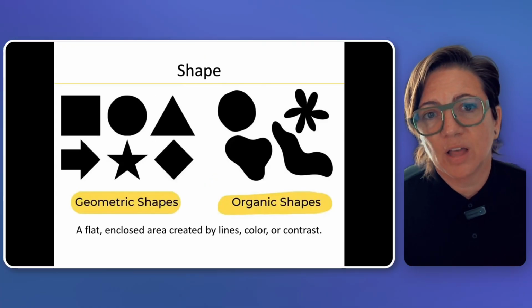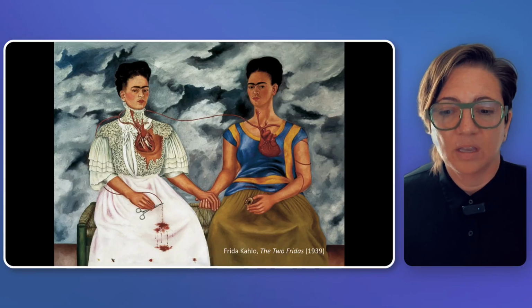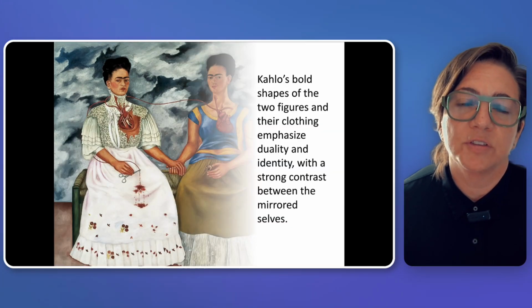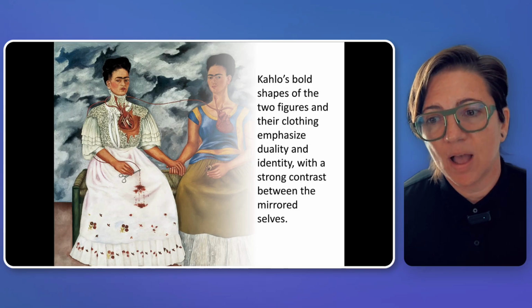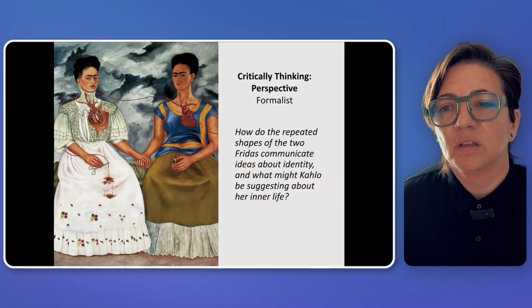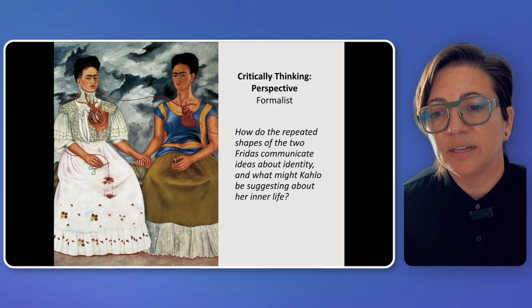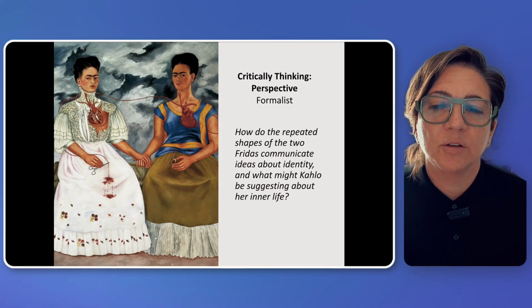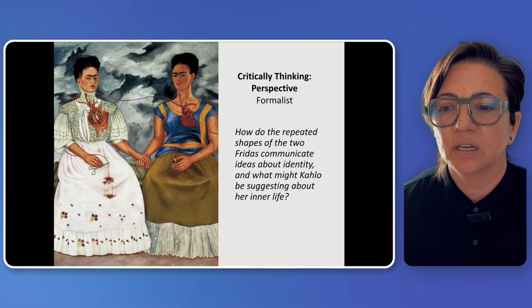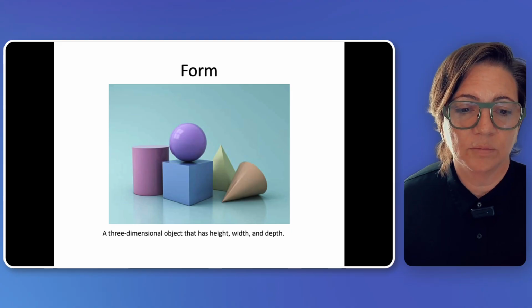Shape. Shape is a flat, enclosed area created by lines, color, and contrast. Frida Kahlo, The Two Fridas, 1939. Kahlo's bold shapes of the two figures and their clothing emphasize duality and identity, with a strong contrast between the mirrored selves. Critically thinking, how do the repeated shapes of the two Fridas communicate ideas about identity, and what might Frida Kahlo be suggesting about her inner life?